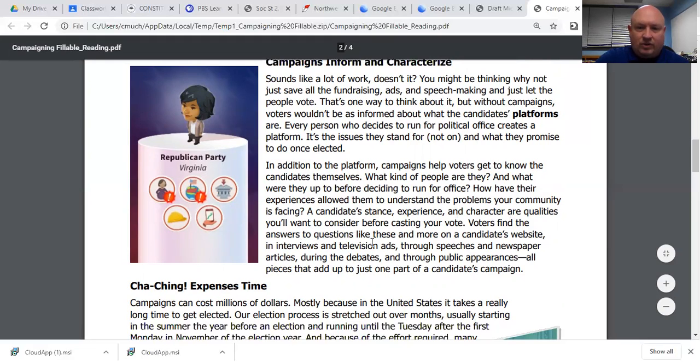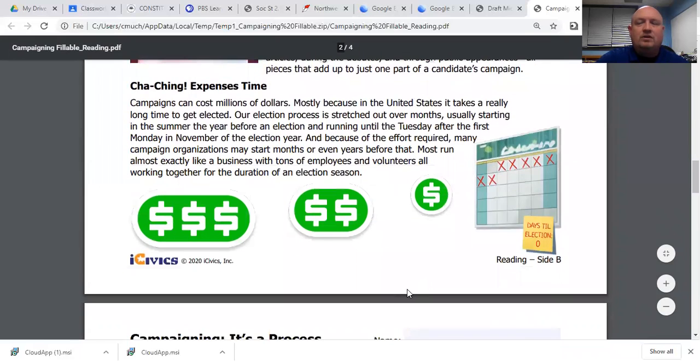Voters find the answers to questions like these on a candidate's website, in interviews and television ads, through speeches and newspaper articles, during the debates, and through public appearances, all pieces that add up to just one part of a candidate's campaign. Ching! Expenses time.